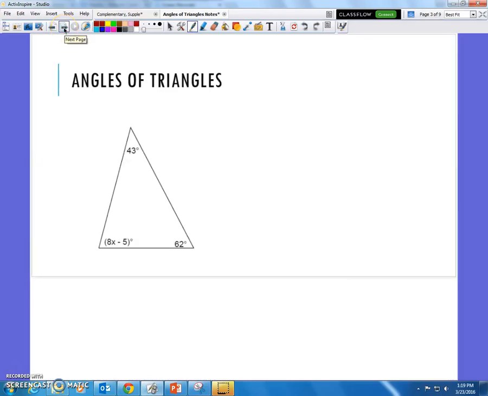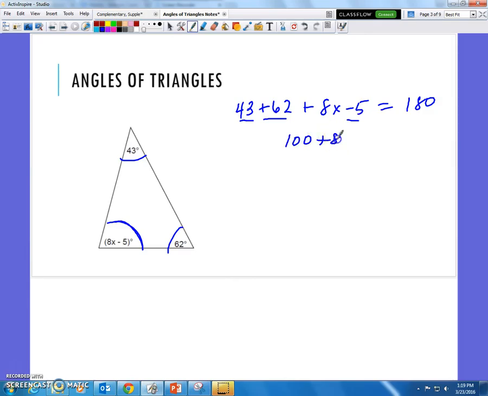Again, we have a triangle here, and I see that my unknown value, my x, my variable, is one of the angles of the triangle. So I'm going to add all the angles together: 43 degrees plus 62 degrees plus this unknown angle, which we're just going to call 8x minus 5. We know it all has to add up to 180 because there's always 180 degrees in a triangle. We have 105 between 43 and 62, but we take 5 away. So really we just have 100 plus 8x equals 180.